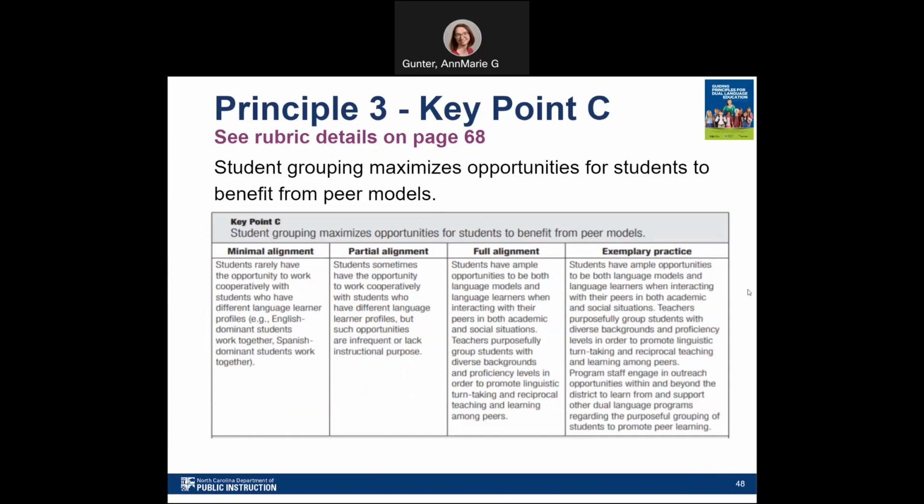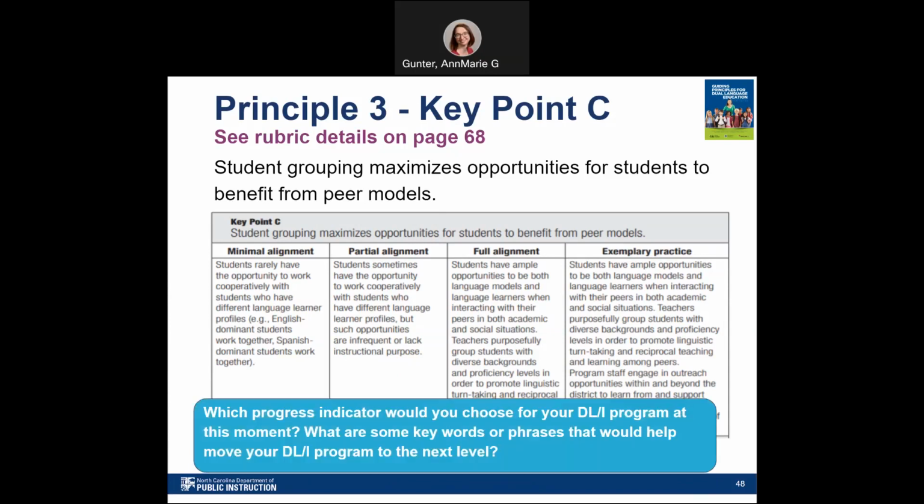Key point C is student grouping maximizes opportunities for students to benefit from peer models. So again, think about this. Think about your student grouping practices within the classroom and within your program, and consider your two questions. Which progress indicator would you choose for your DLI program at this moment for key point C? And what are some keywords or phrases that would help move your DLI program to the next level?